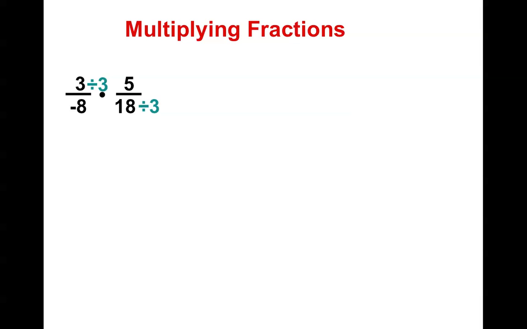All right, try this one on your own. Solve it any way you want. There's going to be 3 methods shown. Okay, ready? If I divide by 3 and divide by 3, I can simplify them and get 1 and 6. Now I can just multiply straight across, and I get 1 times 5, and I get negative 8 times 6. So one negative sign means the answer is going to be negative 5/48.